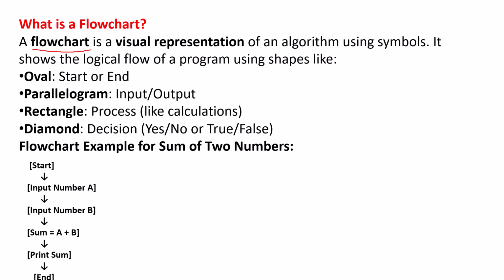Now you can see the flowchart of the sum of two numbers. First, this is a flowchart: start, take input a, next number b, then sum is equal to a plus b, then print sum, then end. The same way we are going to represent it in the form of a flowchart.